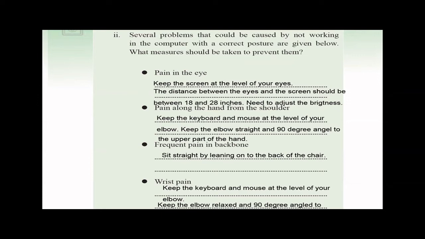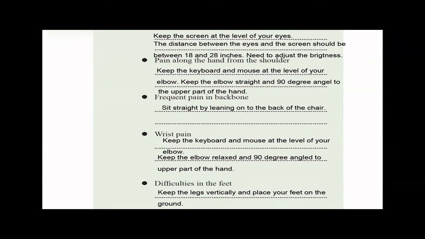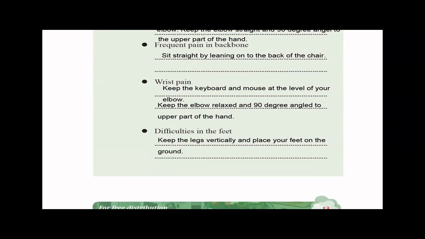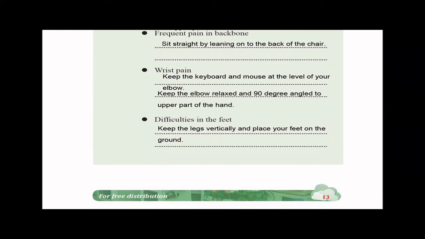Pain along the hand from the shoulder: especially the keyboard and mouse should be kept at the level of your elbow. And always keep the elbow straight at a 90-degree angle to the upper part of the hand, right? Always keep these things, then you won't get these problems. Frequent pain in the backbone: you have to sit straight by leaning onto the back of the chair, at about 90 degrees, keeping your back straight. Wrist pain is similar. You have to keep the keyboard and mouse at the level of your elbow, and the elbow should be relaxed, properly straight and at a 90-degree angle to the upper part of the hand.